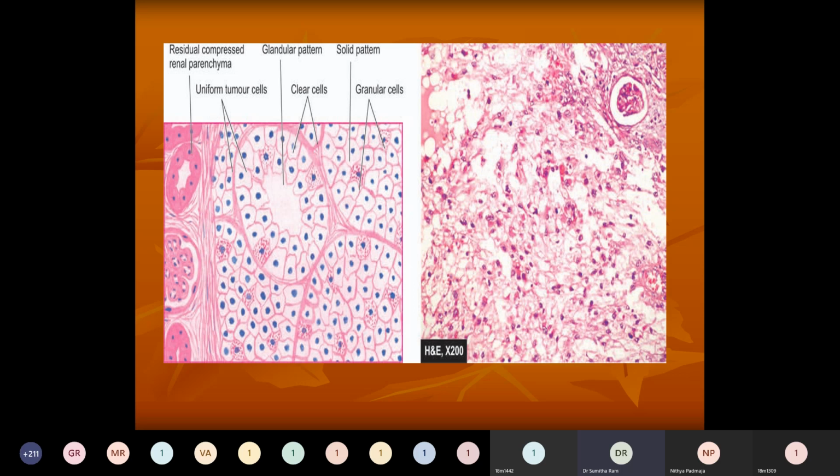They are arranged in a glandular pattern or solid pattern, or just in sheets with uniform tumor cells having clear cytoplasm, some with granularity. This is the actual histopathological picture. On the top right here, you can see there's a glomerulus, and these are the malignant cells. You cannot recapitulate the normal histology of the kidney over here because it is replaced by the tumor.